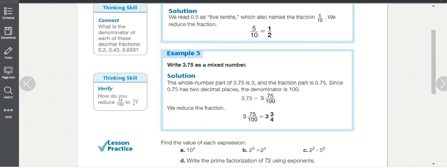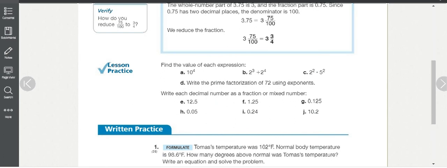So 3 and 75 hundredths, or 3.75, is a mixed number. We just don't see it or think of it that way always as a decimal. Why don't you do all these practice? They should go fairly quickly for you.